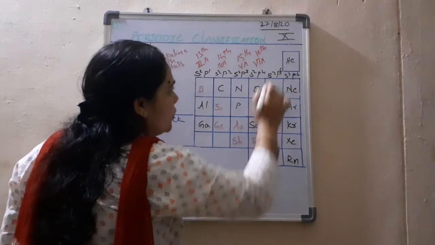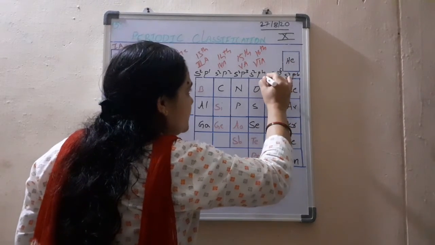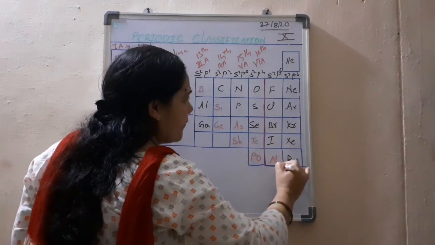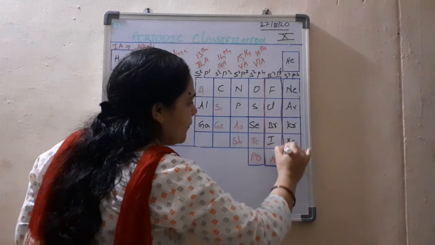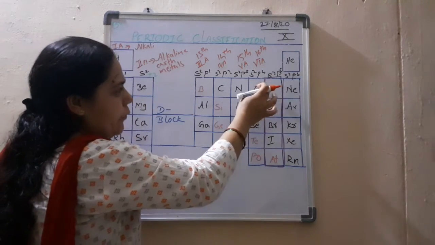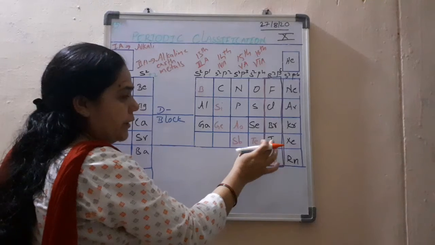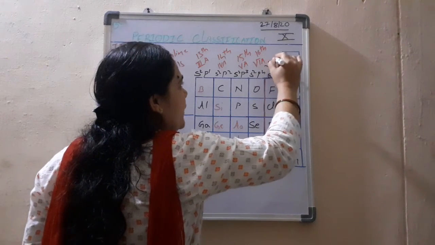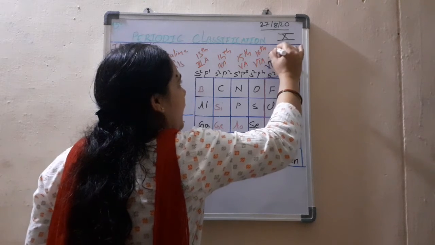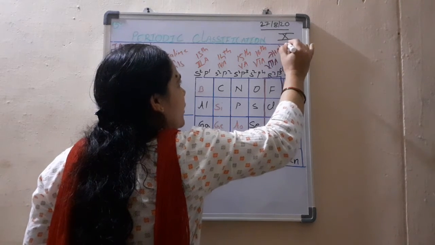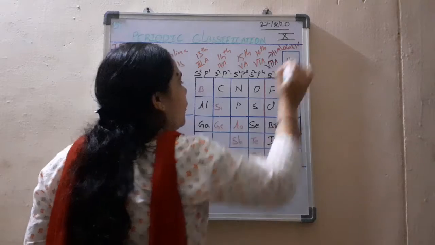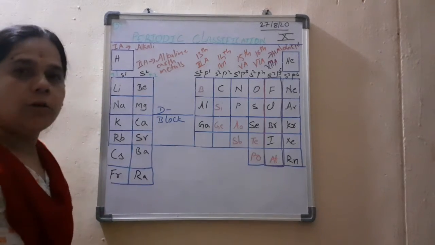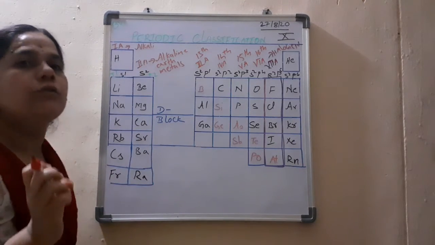Then this group, from fluorine, chlorine, bromine, iodine, up till iodine, children. That is the 7th group, termed as halogens. What are they called? Halogen. What is meant by halogen? Halo means salt, gen means to form.